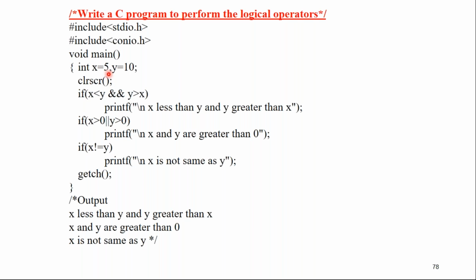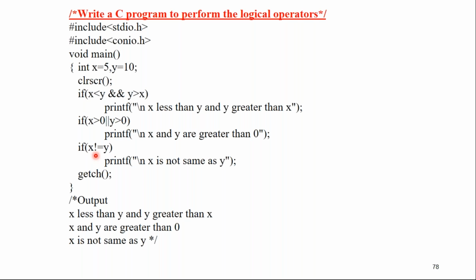Okay, x is equal to 5 and y equal to 10. So if x is less than y and y is greater than x, x is less than y, it is true. y is greater than x, so y is 10 and x is 5. In both the conditions, it is true. If both the conditions are true, then only this statement will be executed. In the or situation, if any of the statements is true, then this statement will be executed.